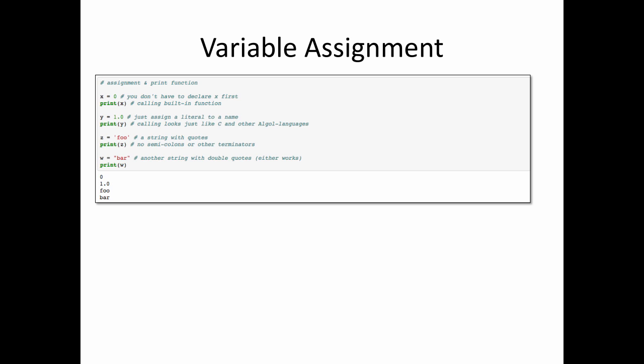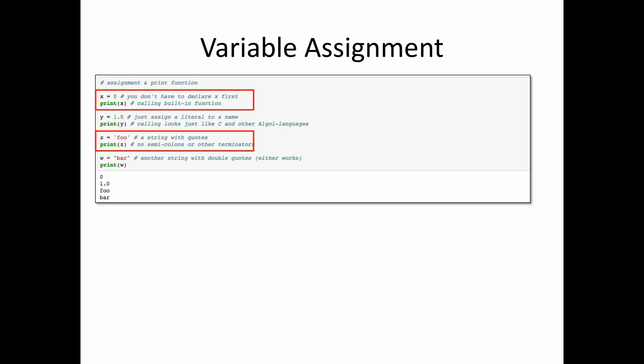Okay, so now let's see Python in action. First of all, here I have variable x. Note that you do not need to declare x before you assign 0 to it. There are some Python built-in functions. Over here, I use print to give the value of x.